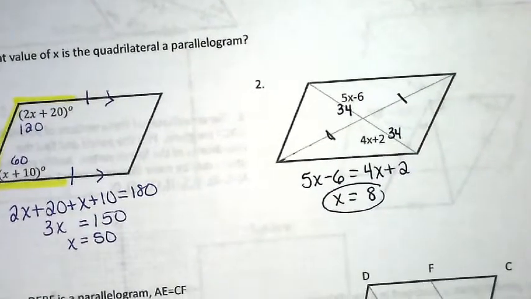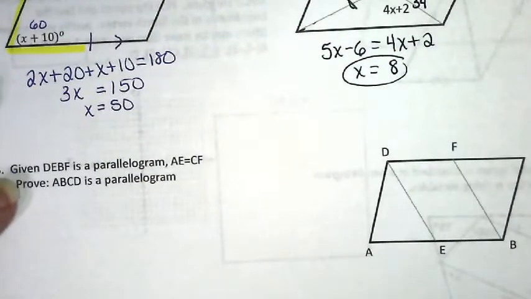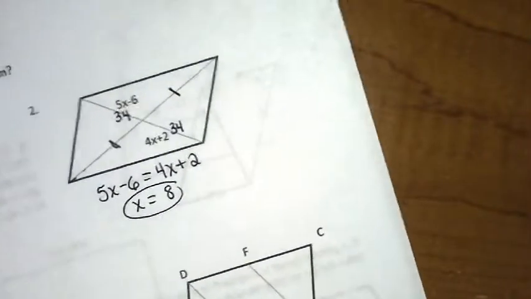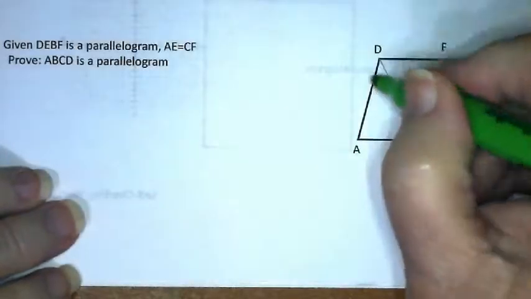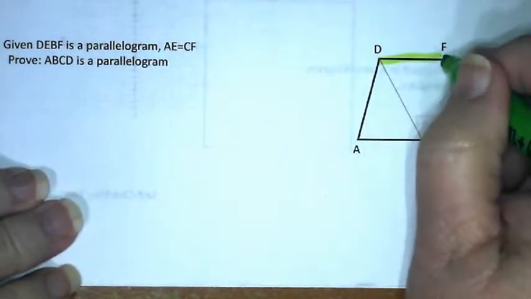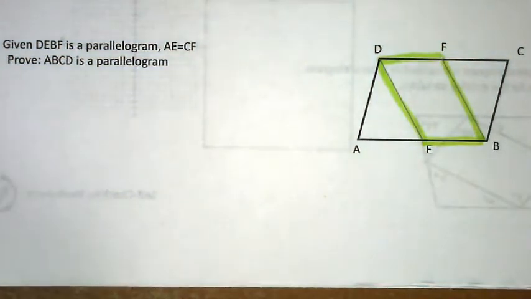Okay, now we get to the really fun part, which is an actual proof. We are actually going to prove that something is a parallelogram by making one of those 5 rules true. So let's take a look at our picture. In the given, it says that DEBF is a parallelogram. So all of the properties that I told you on the first page of notes are true about that shape. Can I prove that ABCD is also a parallelogram?